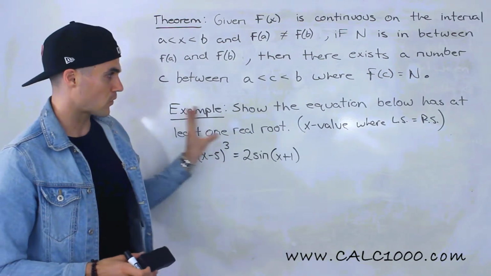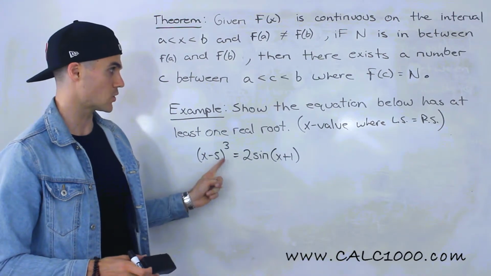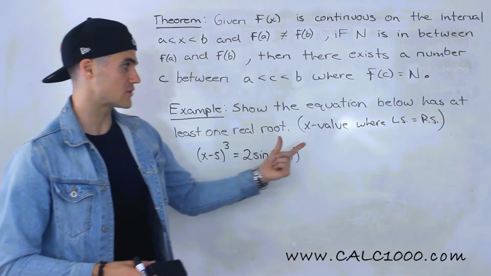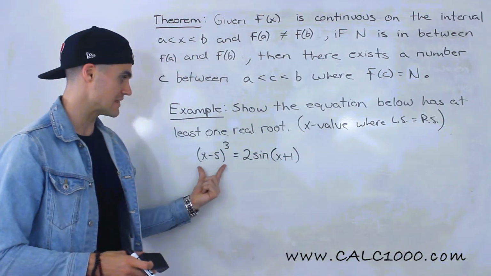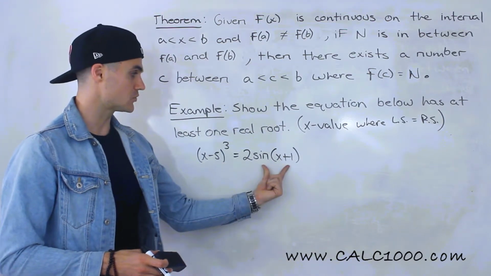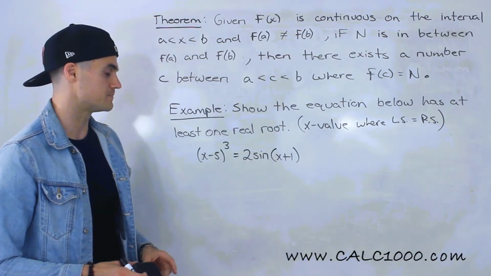And notice that the format of this question is the exact same as the previous two examples. We've got to show this equation here has at least one real root, meaning that there's an x value that's going to make this left side, (x minus 5) to the power of 3, equal to this right side, 2 sine of (x plus 1).